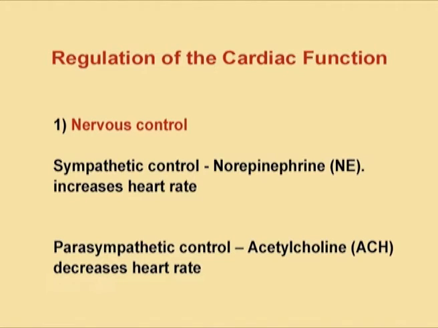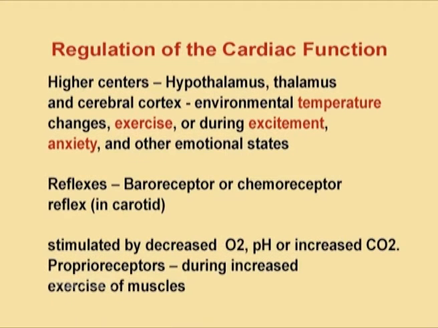The nervous control of the heart is divisible into 2 types, the sympathetic control and the parasympathetic control. The sympathetic control is controlled by the hormone epinephrine, whereas the parasympathetic by acetylcholine. Then there are higher centers like the hypothalamus, thalamus and cerebral cortex. All get information from the exogenous factors like temperature changes, exercise, excitement, anxiety, emotion and other problems.